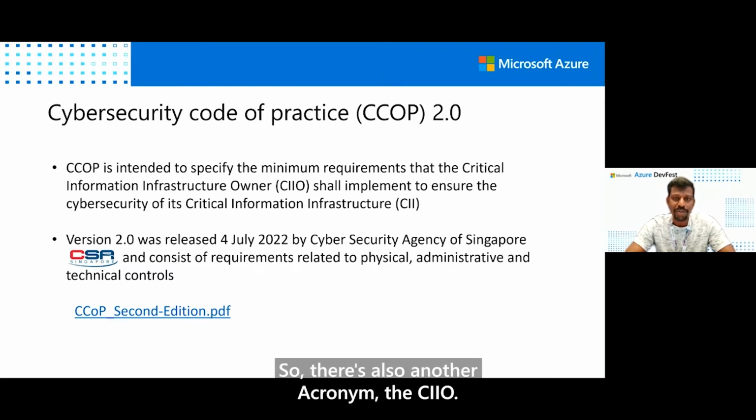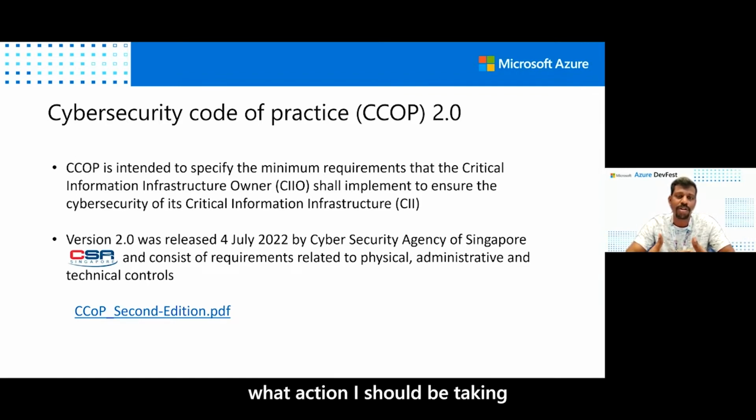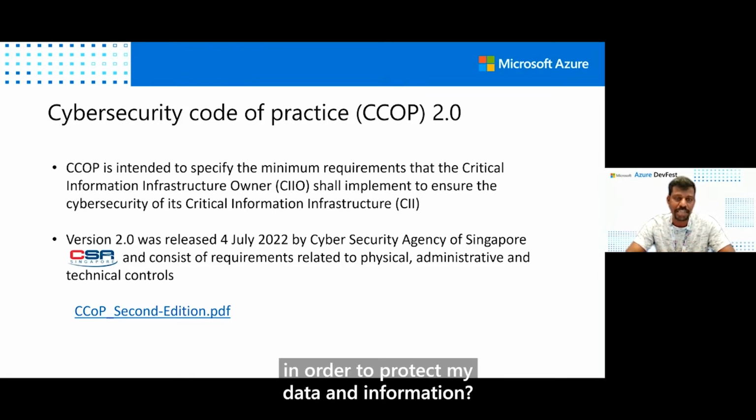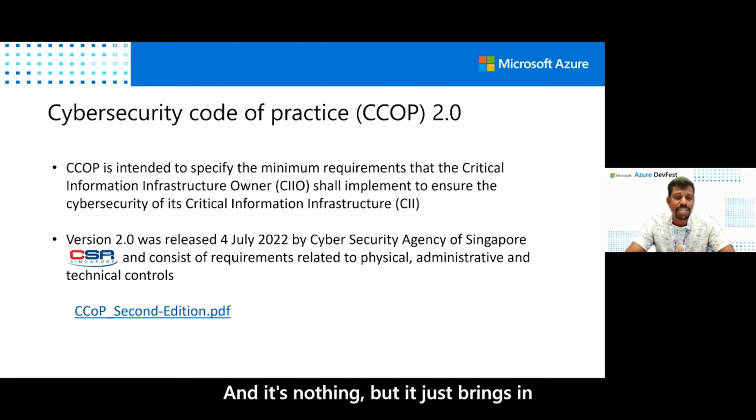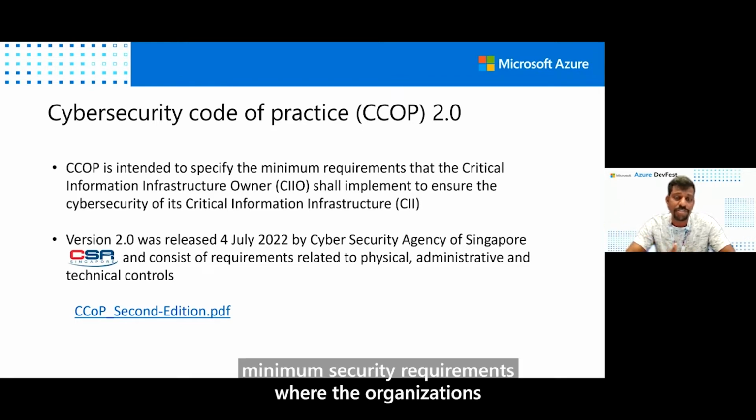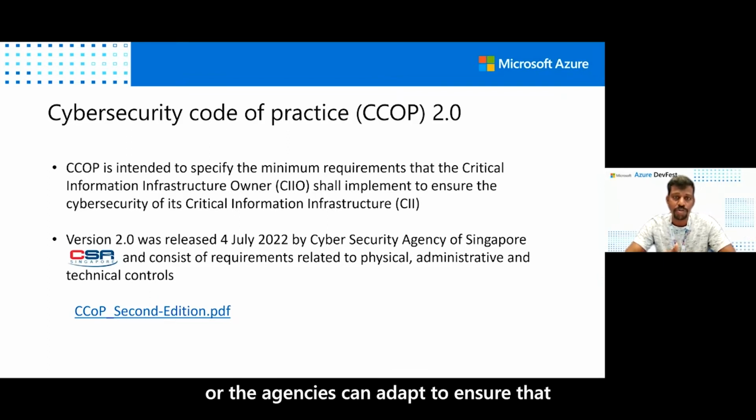There is also the other acronym, the CIO. What I mean is, as an owner of this kind of infrastructure, what action should I be taking in order to protect my data and information? What are the minimum requirements I should meet? That's where the Cybersecurity Code of Practice comes in. It brings in minimum security requirements that organizations or agencies can adopt to ensure that your data is well protected. It's just security best practices.